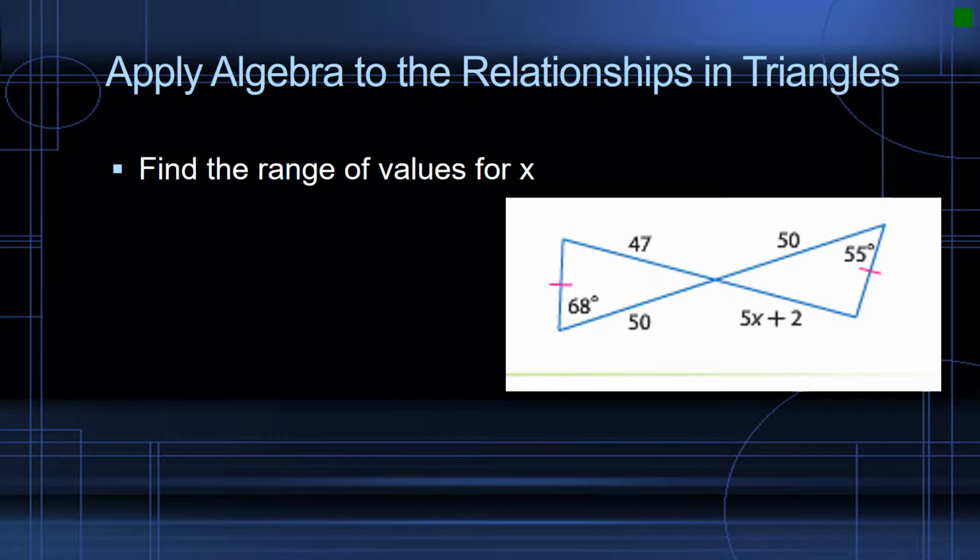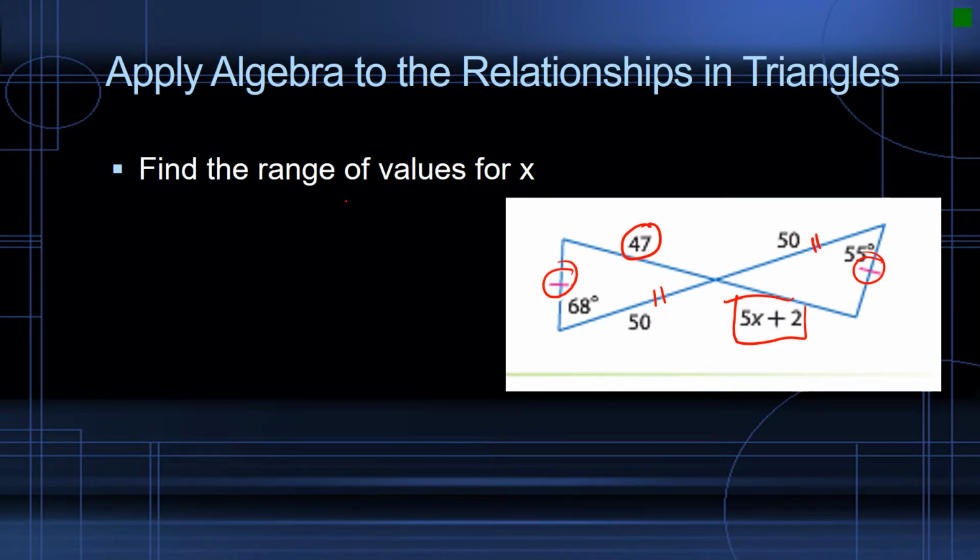And so let's see here. We got two triangles. And let's see what we're told here. Well, we're told that this side's congruent to that side. And we can see that the 50s are congruent, sides that were given a measurement of 50. And then we're told that this side is 47, but this is 5x plus 2.